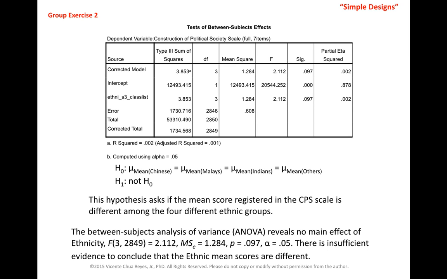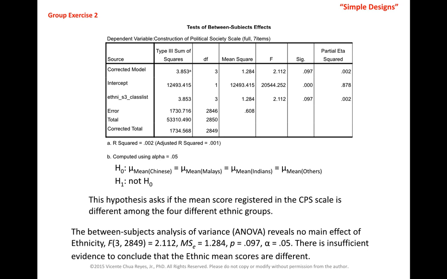What did the results say? Between subjects analysis of variance reveals no main effect of ethnicity, right? The degrees of freedom is 3, as you can see in the corrected model on top. 2849 refers to the total number of respondents. 2.112 is the F score. Mean square error is 1.284. And you can see the p-value is 0.097. And then our alpha is 0.05.